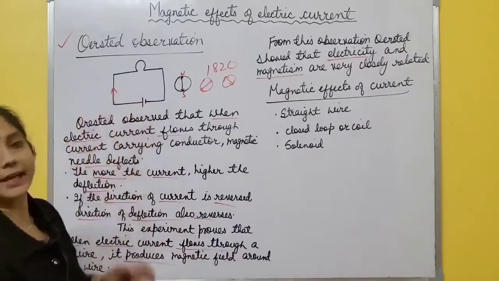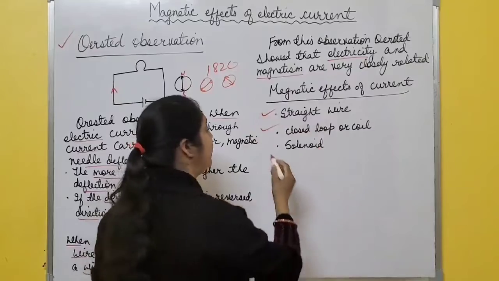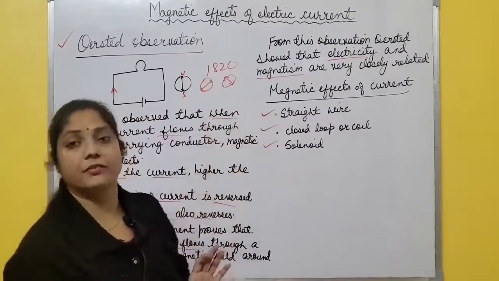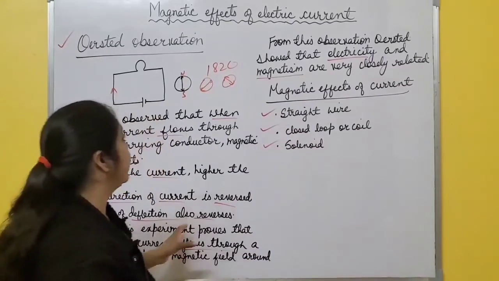And this current carrying wire may be a straight wire, it may be a closed loop or circular wire, and it may be a solenoid. In all these three, this magnetic effect of electric current is observed. I will discuss all these three one by one. Hope it's clear to all of you.